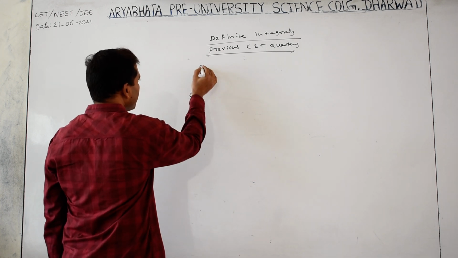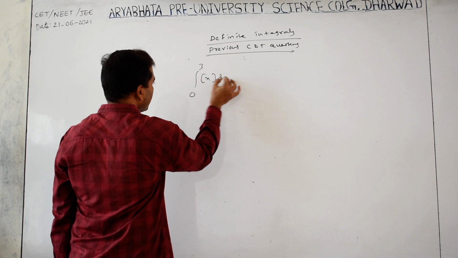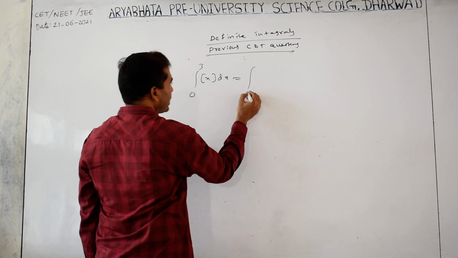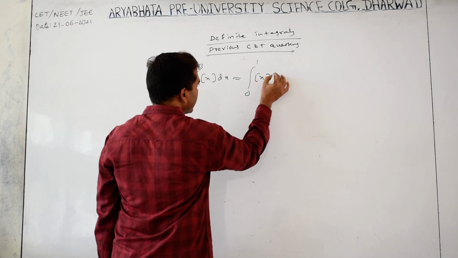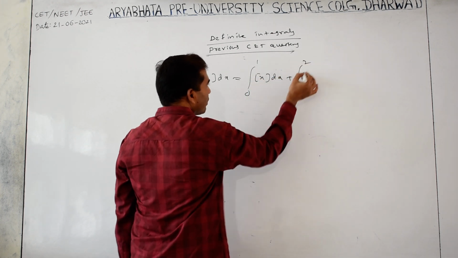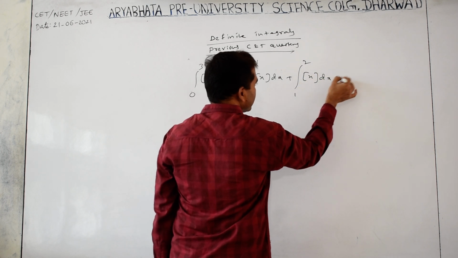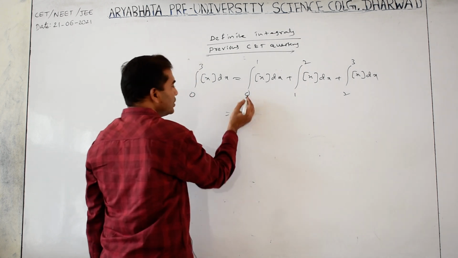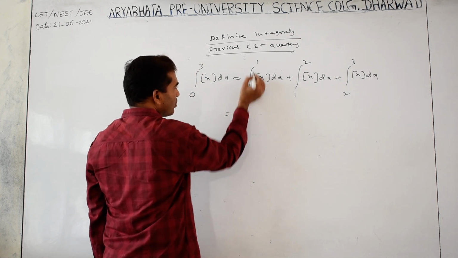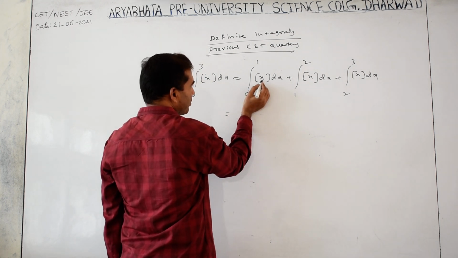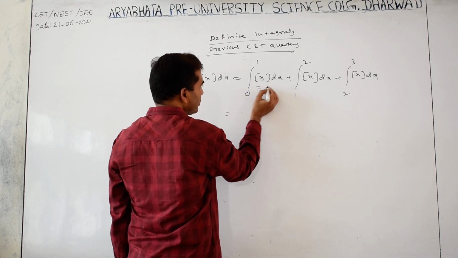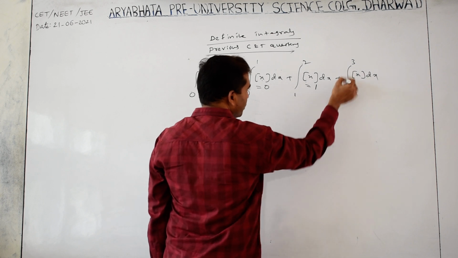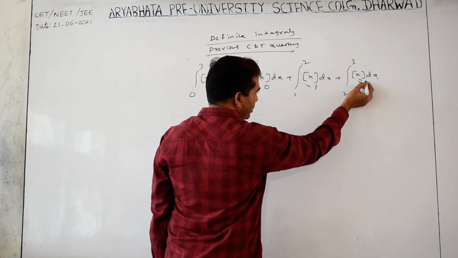Integration of 0 to 3 step x dx. How to find it? Step x changes at every integer. So integration of 0 to 1 step x dx plus integration of 1 to 2 step x dx plus integration of 2 to 3 step x dx. Between 0 to 1, take any number like 0.5, 0.6, 0.7. What is the step value? 0. From 1 to 2 the step x value is 1. Between 2 to 3, any number you substitute, the step x value is 2.